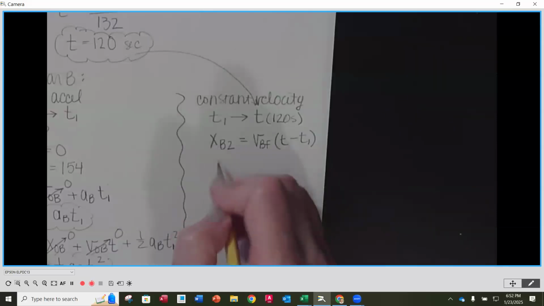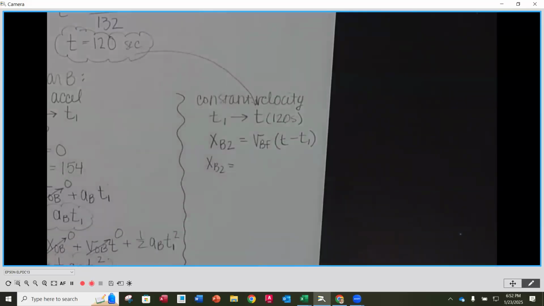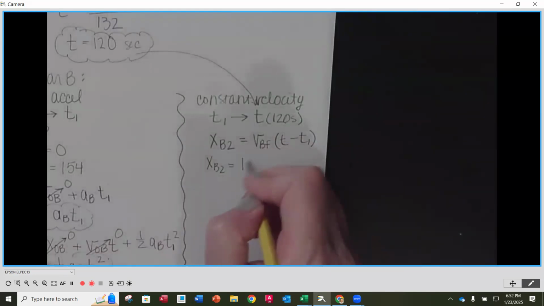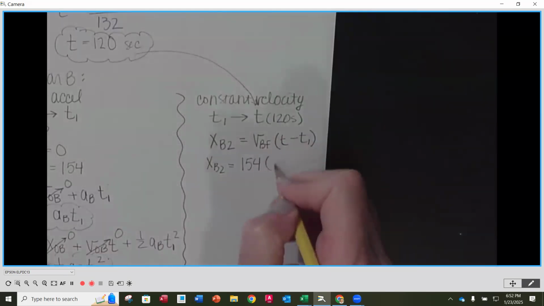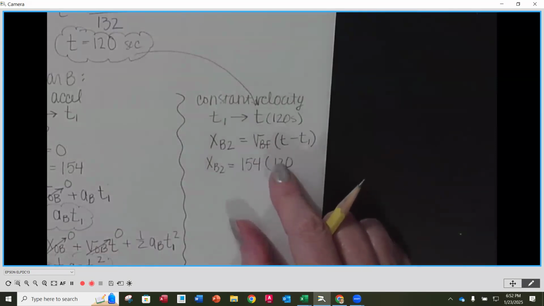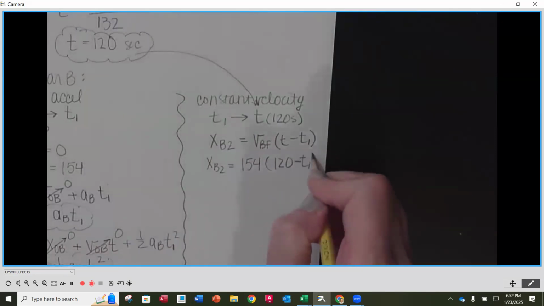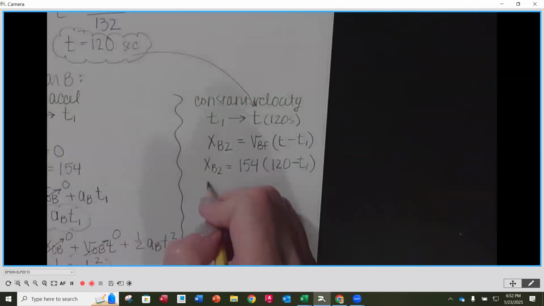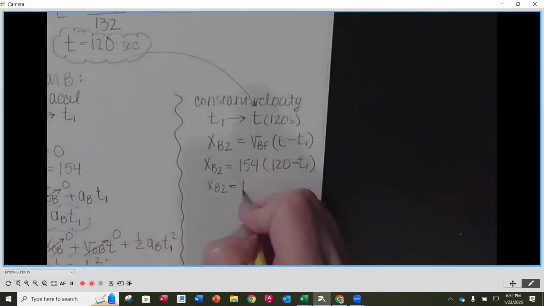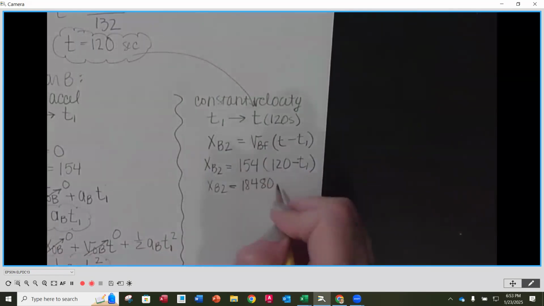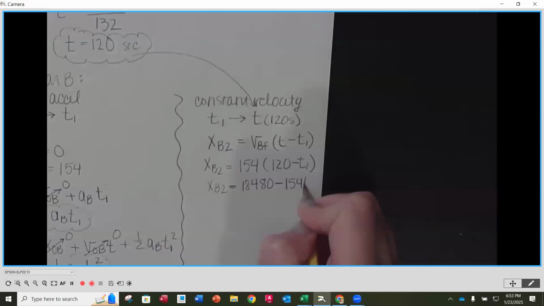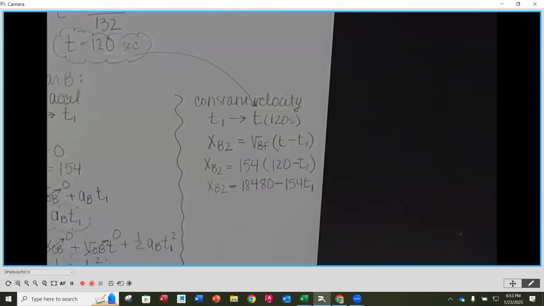So XB2, that little chunk, is equal to 154 times 120, the seconds for the total time to the end of the 3 miles, minus T1. One more time, XB2, we're going to distribute that. That is equal to 18,480, these two together, minus 154 T1. I'm going to let that sit.